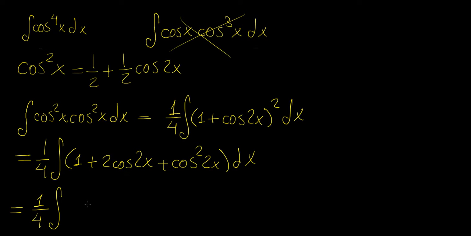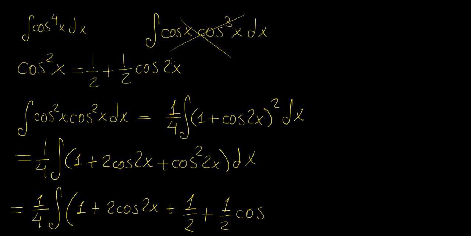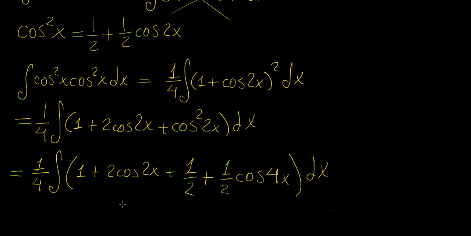So we're going to have 1 plus 2 cosine of 2x. Now we use the formula, so this becomes half plus half of cosine. Now remember, this is 2 times the argument. In this case, the argument is 2x. So we have 2 times 2x, which is 4x, dx. Alright, now we have 4 terms, so we can perform the integration in the regular manner.